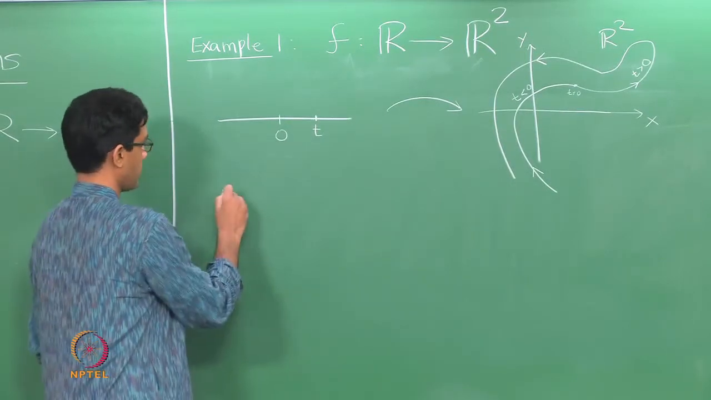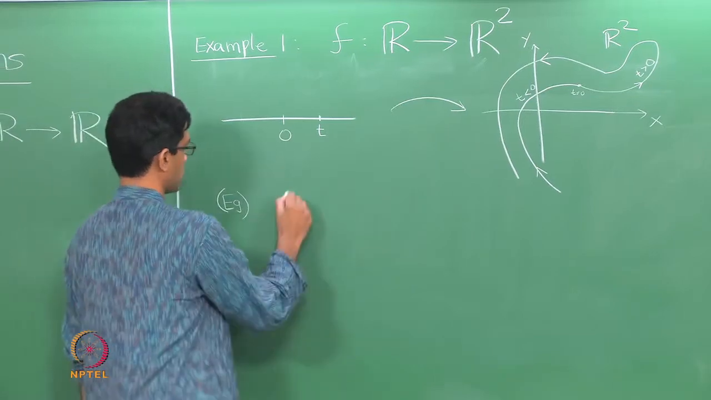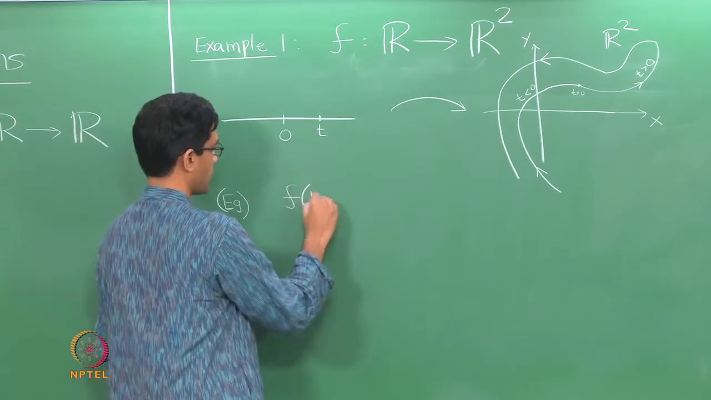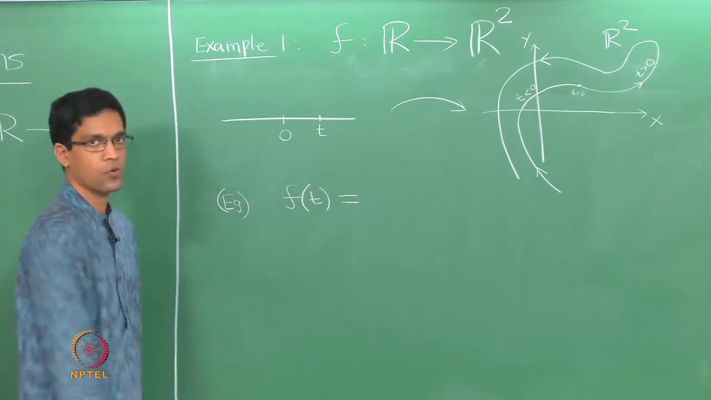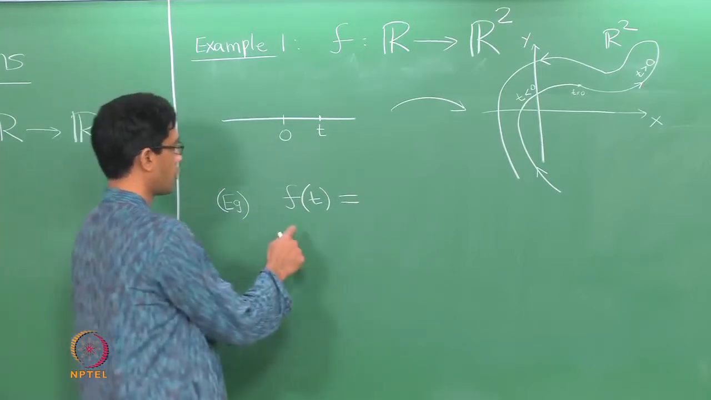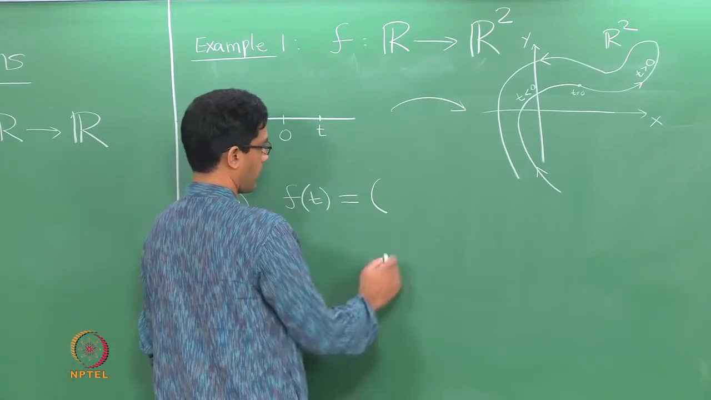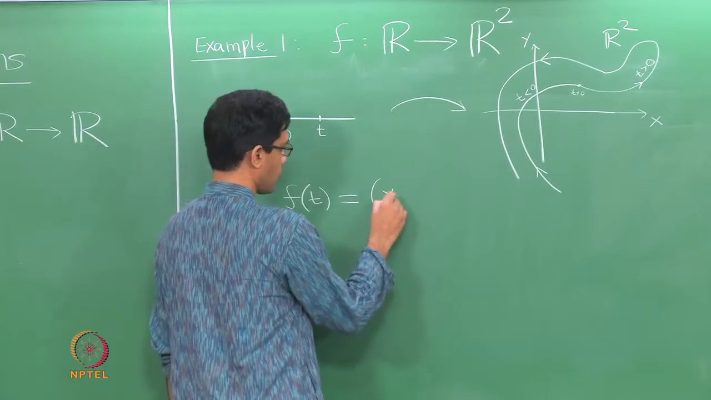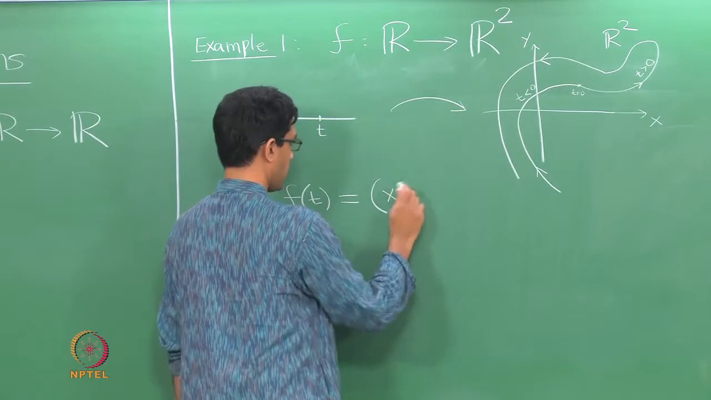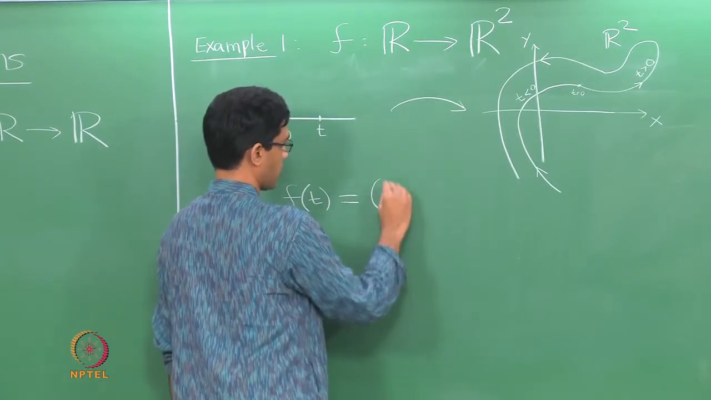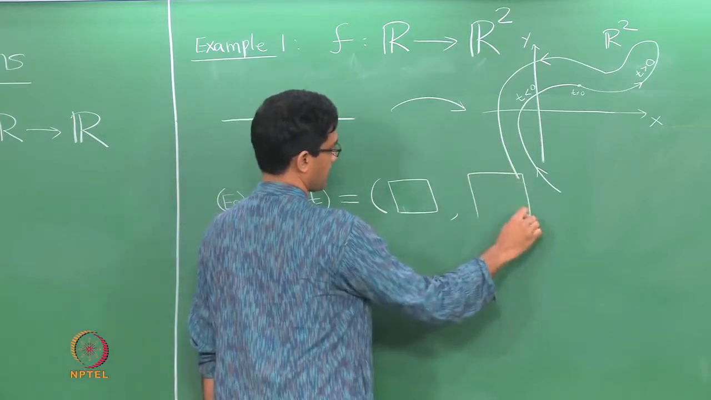So let us do an example. Let us take the function f defined as follows. If you want to write formulas for functions from R to R2, what would you do? For each value of t you must specify a point on R2, and a point on R2 is actually two coordinates, x and y. So here is what you would say: let f of t be some function of t. What I write here should be a function of t, it varies as t varies, and here I should write another function of t.